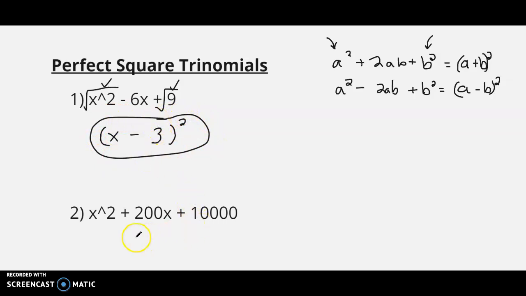Look at number 2. We have a perfect square here and a perfect square here. 10,000, pretty big number. So according to the formula for perfect square trinomials, if we just take the square root here, we get x. If we take the square root here, we would get 100. So this factors into x plus 100 quantity squared.